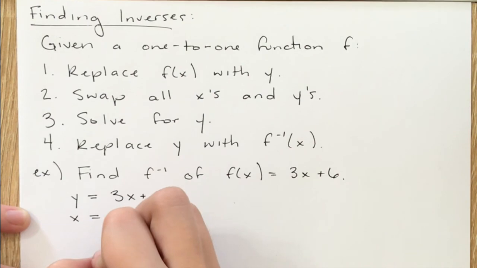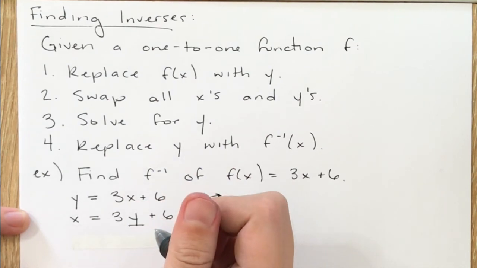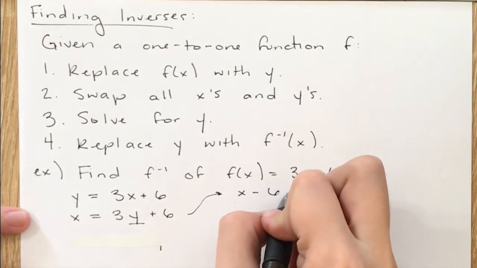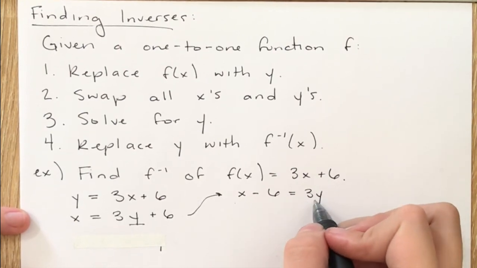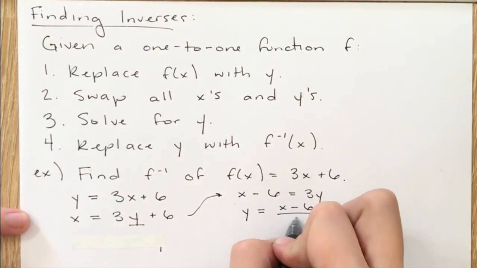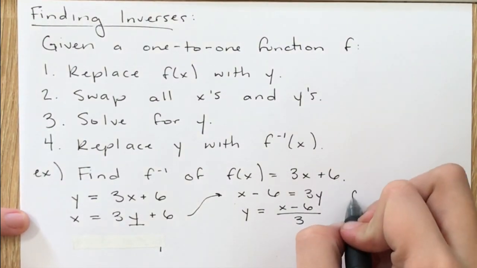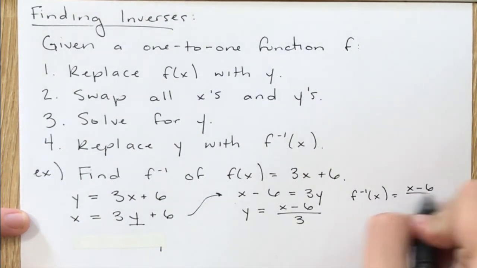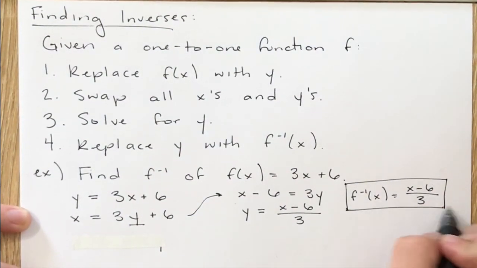And now we want to solve for y. So we want to get y by itself. We start by subtracting 6 from both sides, so we end up with x minus 6 equals 3y. And then the last thing we need to do to get y by itself is divide by 3 on both sides. So we end up with y equals x minus 6 divided by 3. So our inverse is f inverse, that's the function notation, and we got x minus 6 divided by 3. And that's the answer. Simple as that.